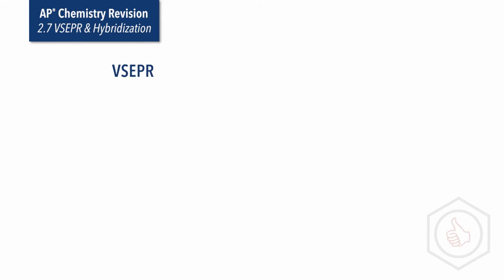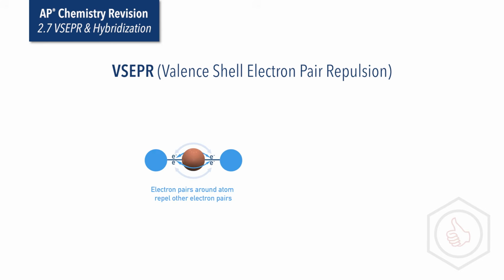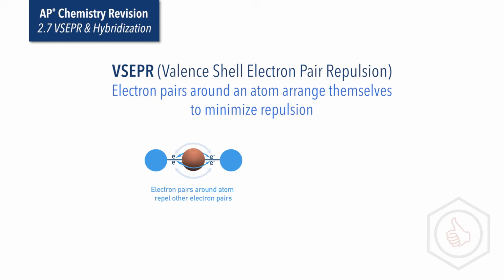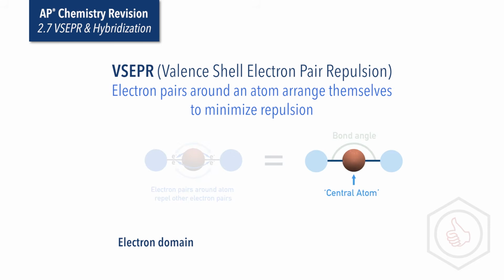VSEPR stands for valence shell electron pair repulsion. The core idea is simple. Electron pairs around an atom repel each other, and therefore arrange themselves to be as far apart as possible. This includes both bonding pairs and lone pairs, which together are called electron domains. In order to predict the geometry around a central atom in a molecule, we first of all have to identify how many electron domains surround it. A single, double or triple bond or lone pair each counts as one domain.